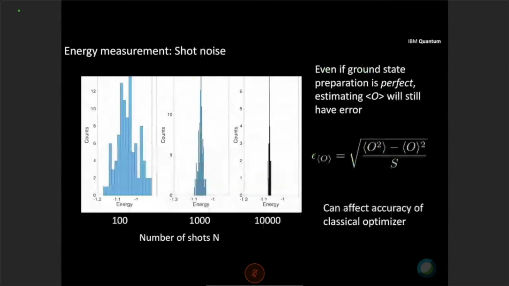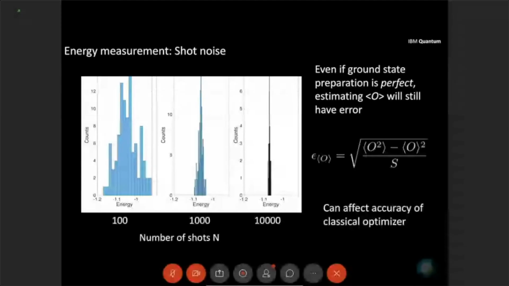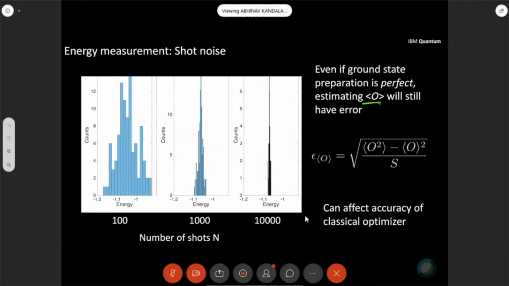Right. Okay. So the next aspect of this is shot noise. Even if you had the perfect ground state preparation, and if there was no decoherence and everything was perfect there, even then the measurement of your expectation value, this mean value, can have some error. Okay, and this is going to be related to the number of samples. This is the central limit theorem. So the standard deviation on this is going to go inversely with the root of the number of samples.